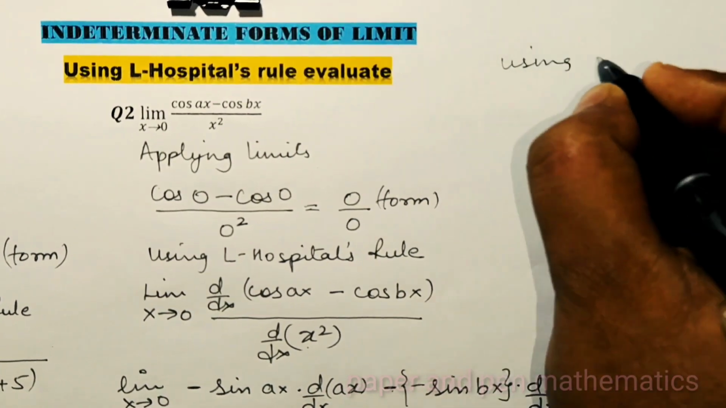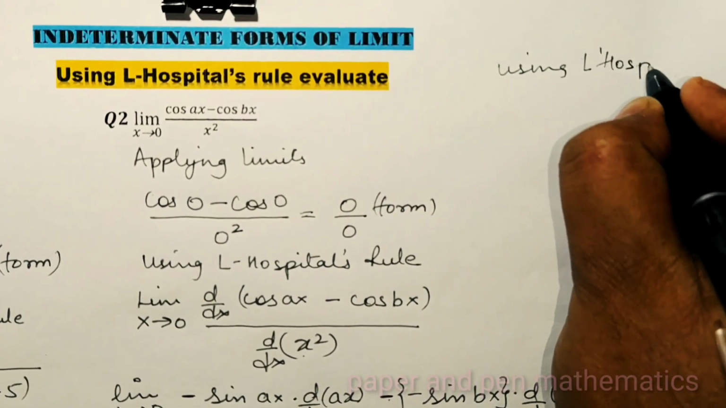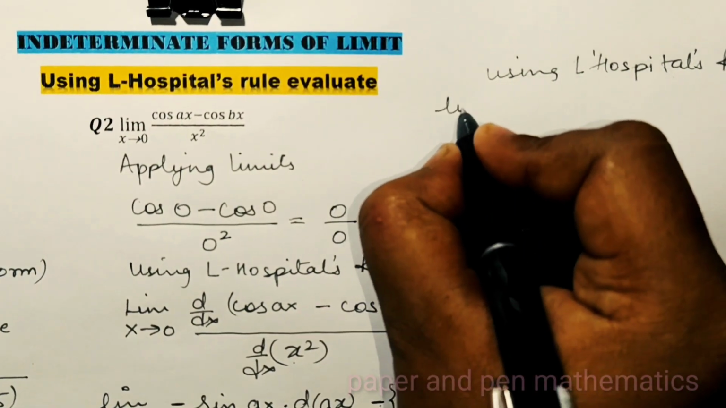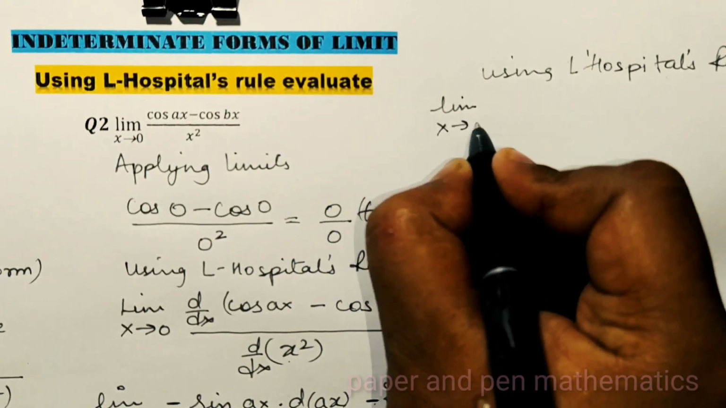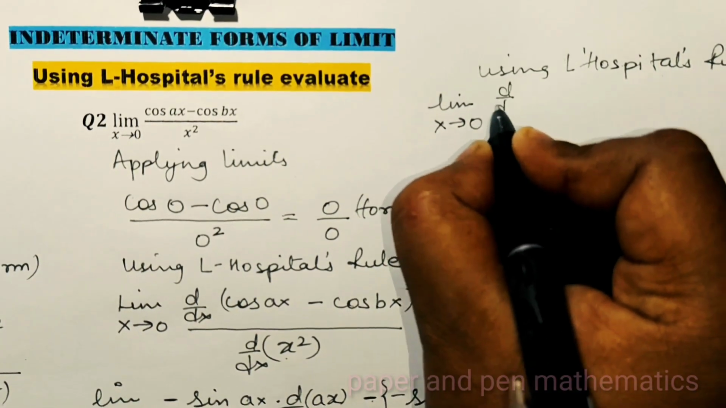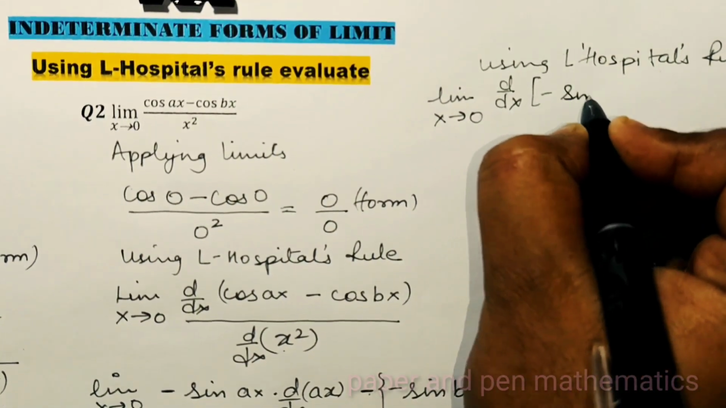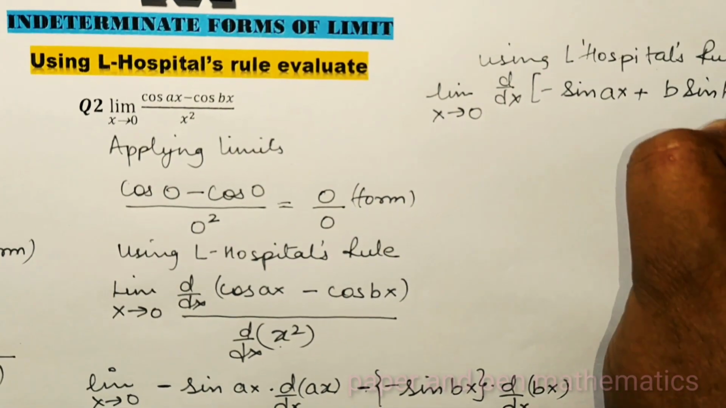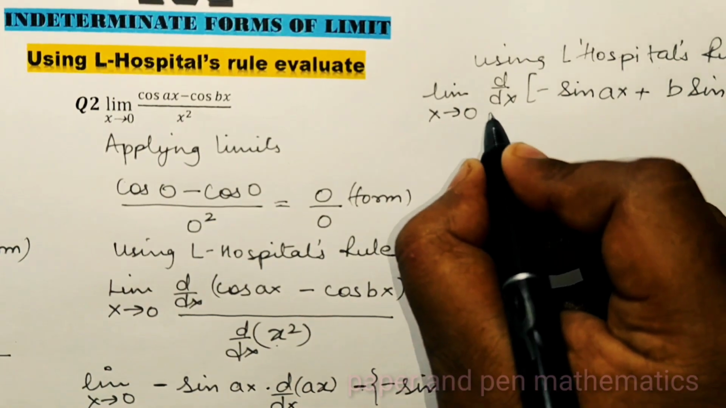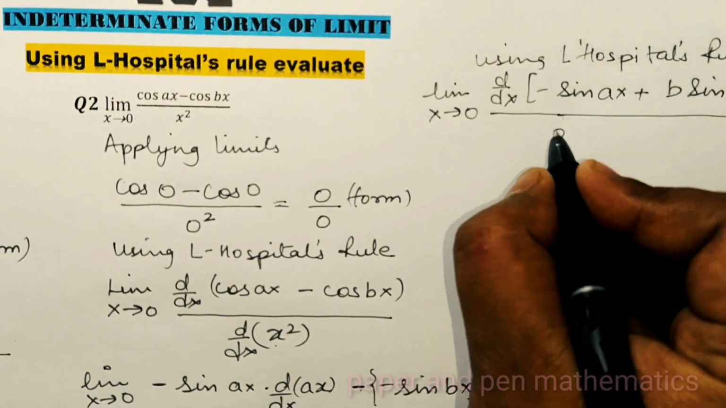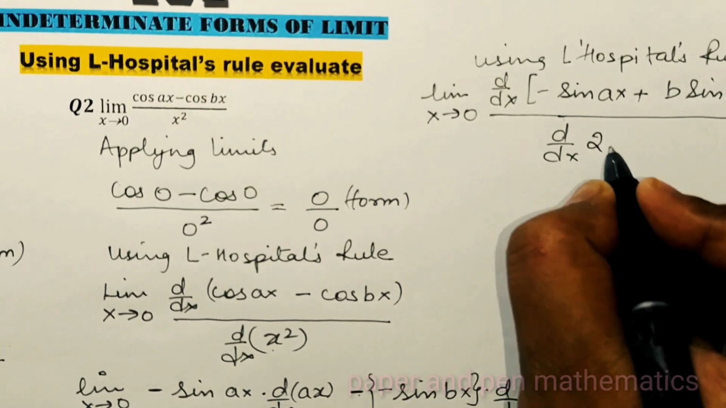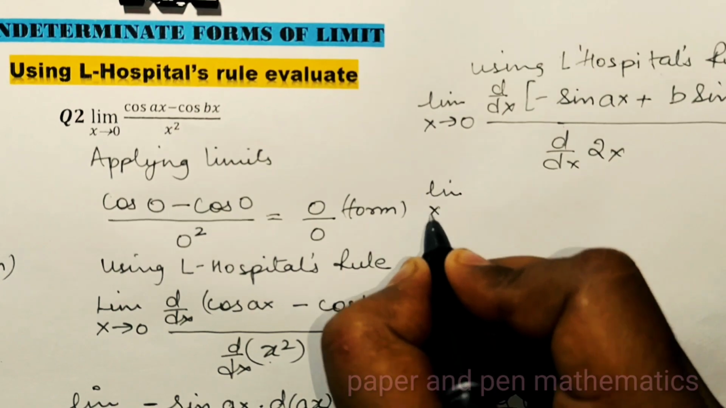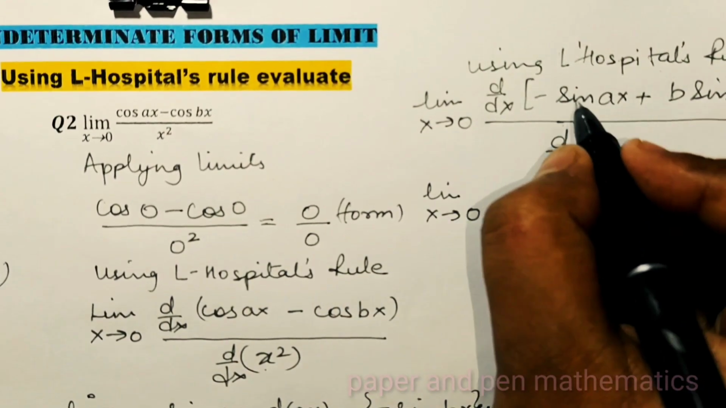So using L Hospital's rule, limits x tending to 0, d by dx of minus sine ax plus b sine bx whole divided by d by dx of 2x. Okay, so limits x tending to 0. This time we'll be a little quick.